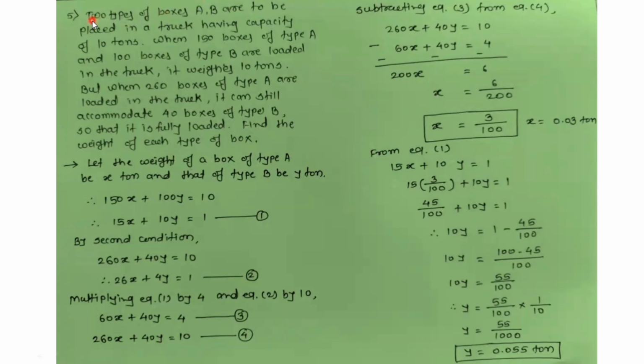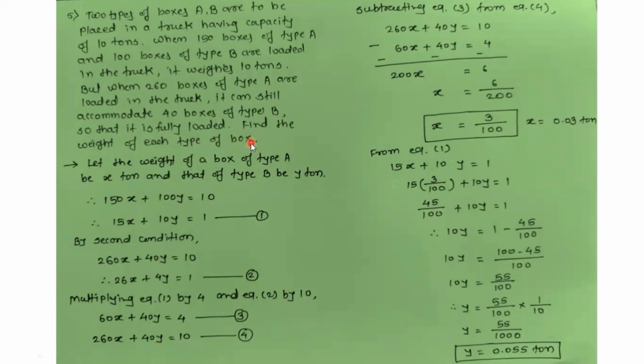Let us have the next problem. There are two types of boxes, A and B. Those are to be placed in a truck having capacity of 10 tons. When 150 boxes of type A and 100 boxes of type B are loaded in the truck, it weighs 10 tons. But when 260 boxes of type A are loaded in the truck, it can still accommodate 40 boxes of type B, so that it is fully loaded. So from this we have to find the weight of each type of box.